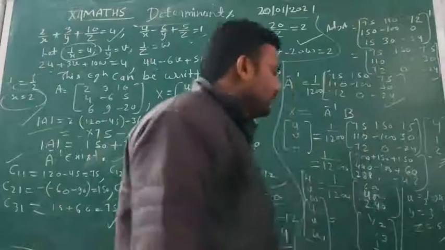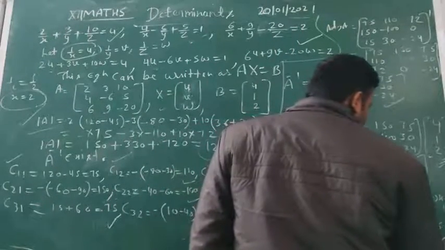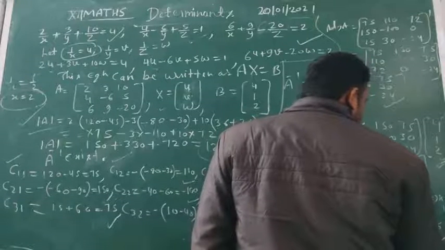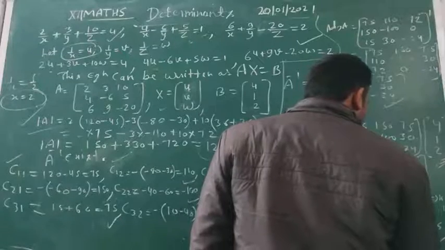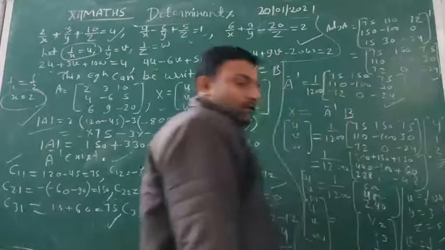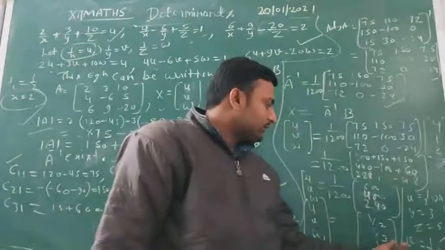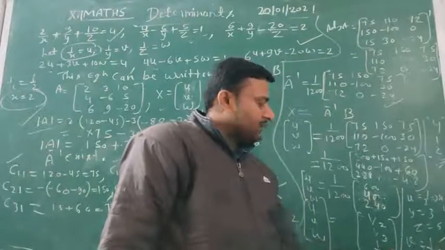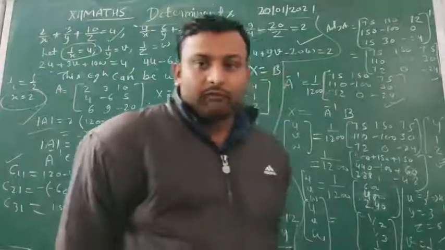Similarly, our v is equal to 1 by y, and v is 1/3. So our y is 3. Similarly, our w is 1/5, which is equal to 1 by z. So our z will be equal to 5.